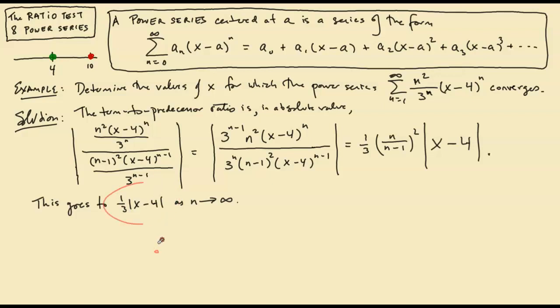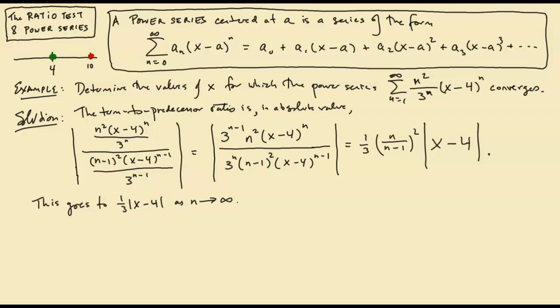I have this expression which itself is a function of x, because of course for different input values of x for this power series, I'm going to get a different numerical series out, and therefore the term-to-predecessor ratio will be different. In particular, it will depend on the value of x we put in. But what does the ratio test tell me about this limit?